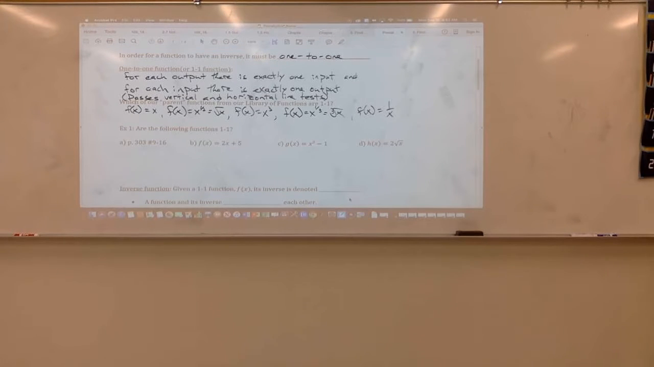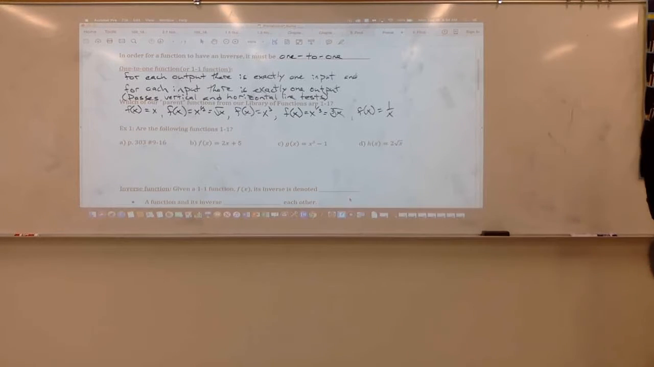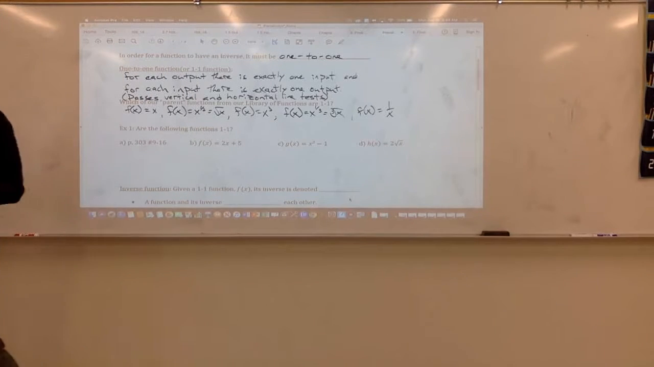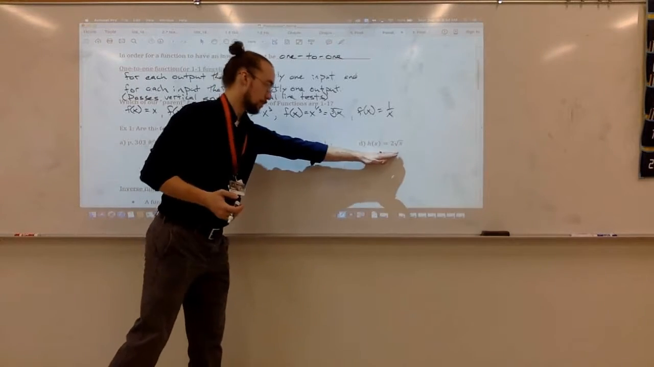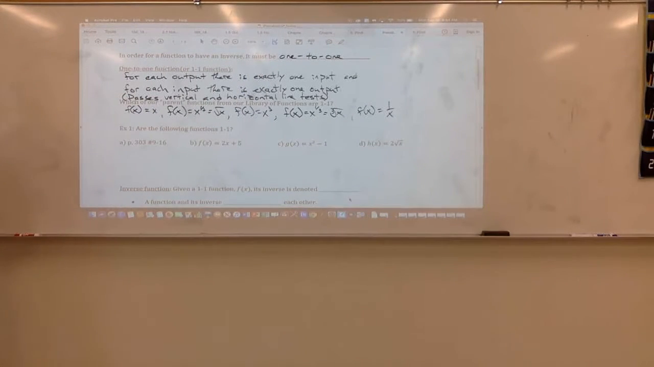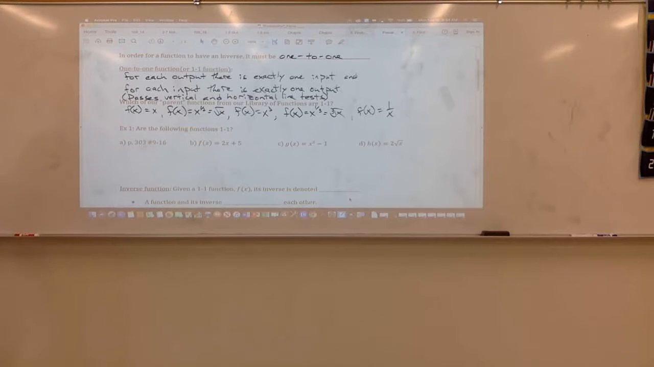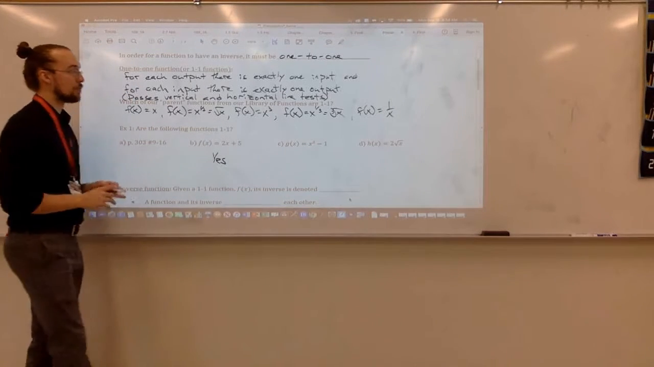Are we able to see what that means? Passing both the horizontal and vertical line tests means that the inverse of each of these would be a function. So if we think about what these graphs would look like, we shouldn't have to actually sketch them out. This first one, 2x plus 5, that's a linear function. Is that going to be one-to-one? Yeah, a line will be one-to-one. It passes both the horizontal and vertical line tests.